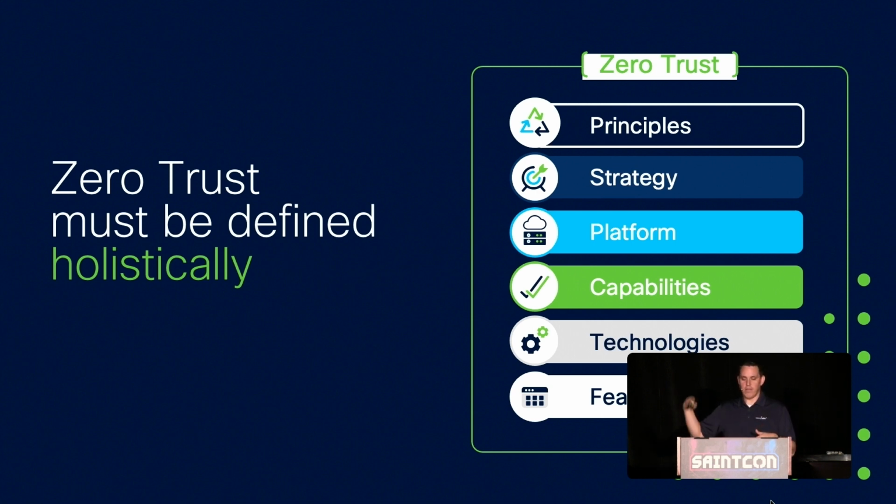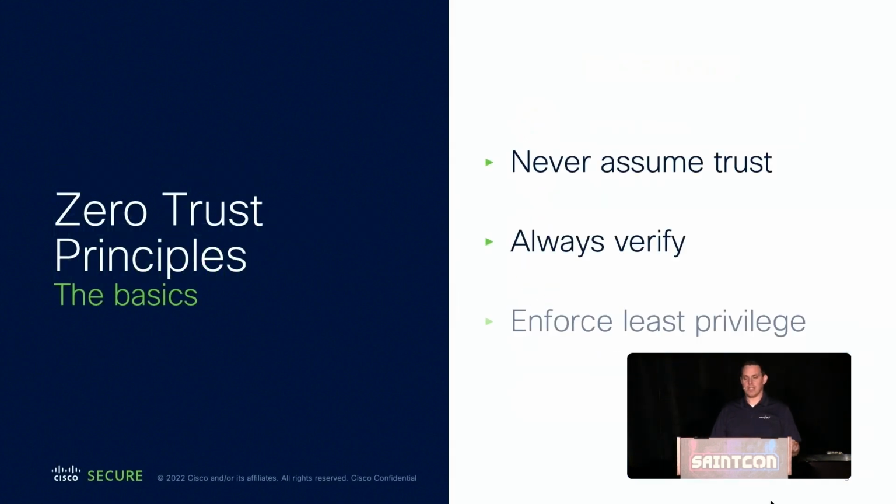And then it goes through platform and capabilities, so you get the idea of what you want to do. And it's not till you get to the bottom that you're actually mapping technologies and defining features. This is the approach that Cisco took ourselves, and this is the one we recommend as well. But to make sure we level set, I want to focus on the basics of zero trust. Zero trust, you never assume trust, obviously, because it's zero trust. You always verify, and you enforce the least privilege.